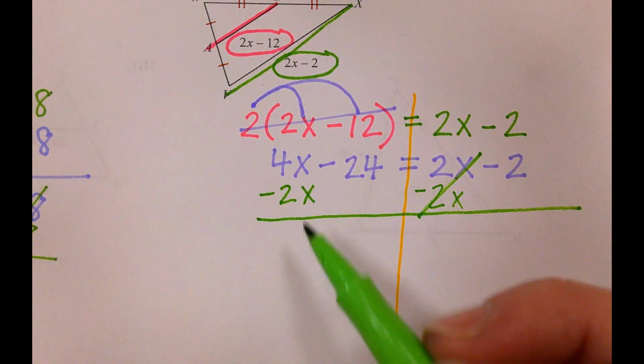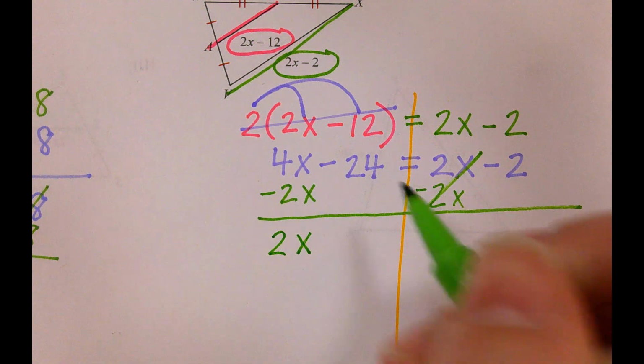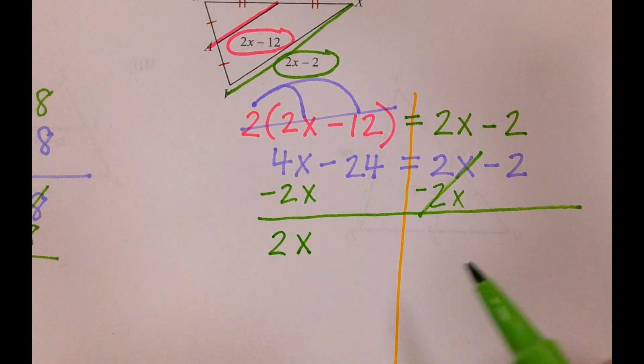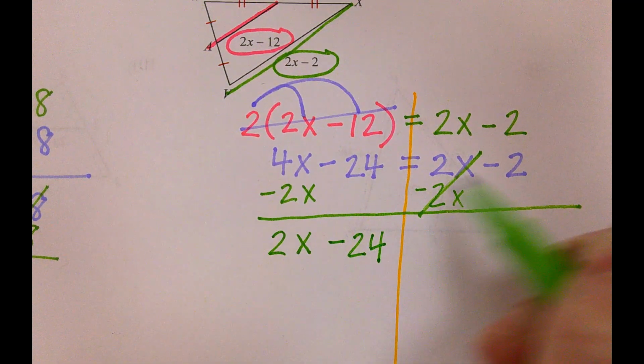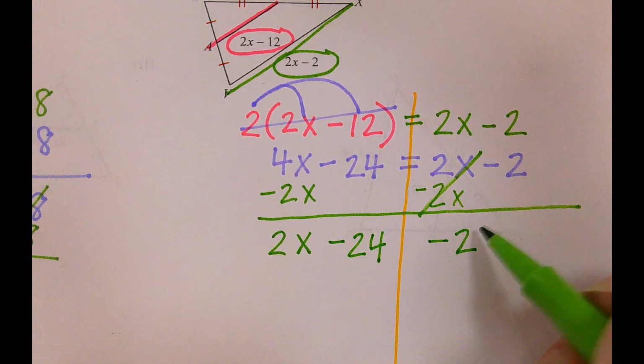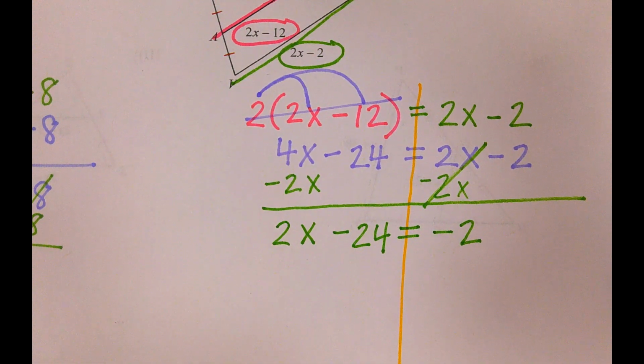And what's 4x take away 2x? 2x. Good. Bring everything down. What comes down? Your negative 24 equals negative 2. Negative 24, and my negative 2, and of course, the equal sign. And now we have 2x minus 24 equals negative 2. So all my x's are on the same side, so that's good.